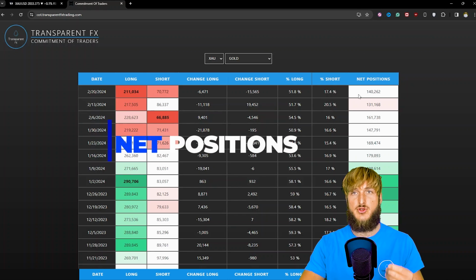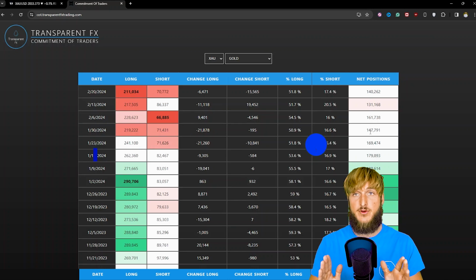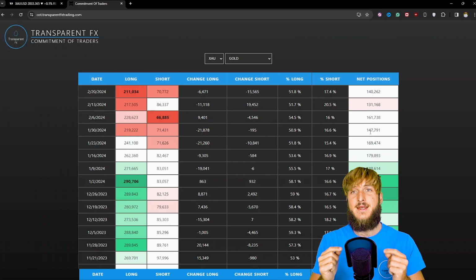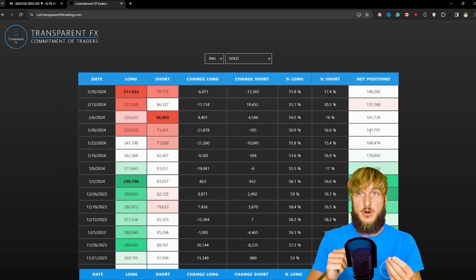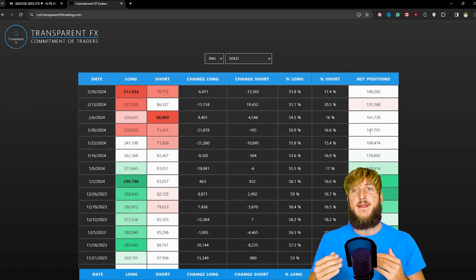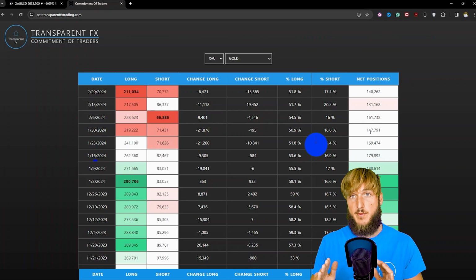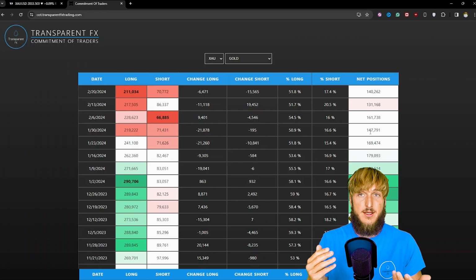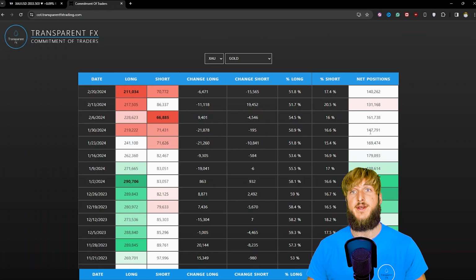Now, if the net positioning is increasing for gold, essentially that means that the difference between longs and shorts from an institutional perspective on gold is increasing to the bullish side. So longs are getting more than shorts essentially. And at the same time, if net positions are getting decreased, well, that is the same concept, right? The positioning is shifting to the bearish side because shorts are getting increased compared to longs. So the difference between longs and shorts is essentially moving back to the short side.